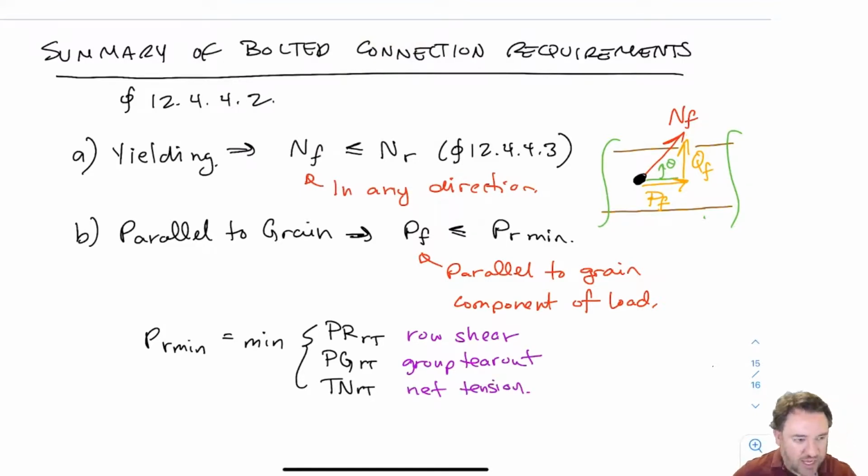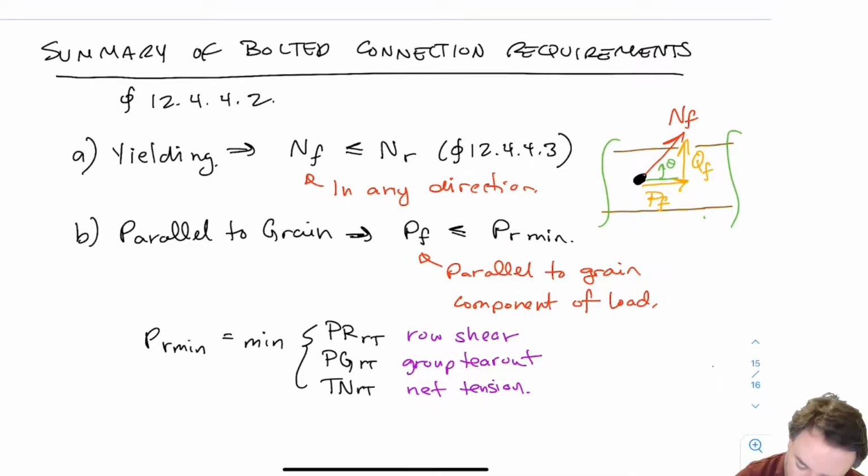Now we might not have all three of these for every case, right? Because row shear will basically always apply, as long as we have more than one bolt in a row. Group tear out we'll only have if we have a tension load where we have a loaded end, right? And same for net tension. We'll only have that if we have a tension load with a loaded end, because we can't have net tension in compression, obviously. Okay, so I calculate all of those that apply, and then whichever one is the lowest, that's my PR min. So that's my lowest parallel to grain resistance.